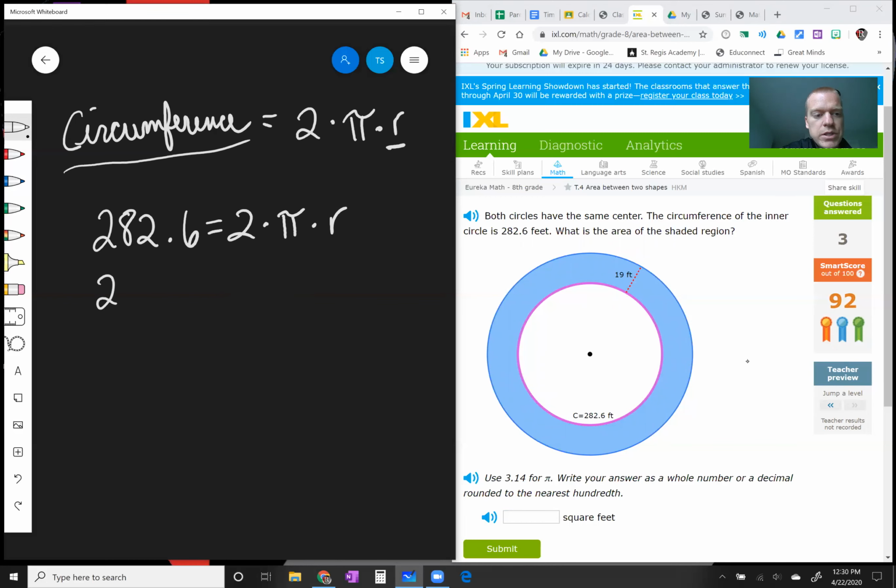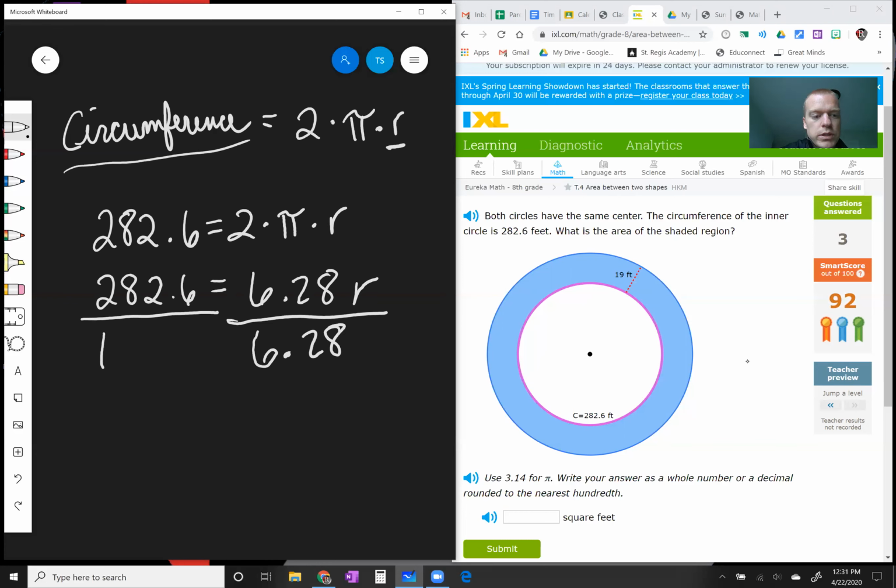So this is going to break down to be 282.6 equals 3.14 times 2 gives us 6.28 times r. In order to get r by itself, we need to divide this side by 6.28. We need to divide this side by 6.28. So 282.6 divided by 6.28 is going to give us 45, and that is our radius. So we know now here to here is 45. Okay, so 45 plus 19 is going to give us our radius for the whole circle.